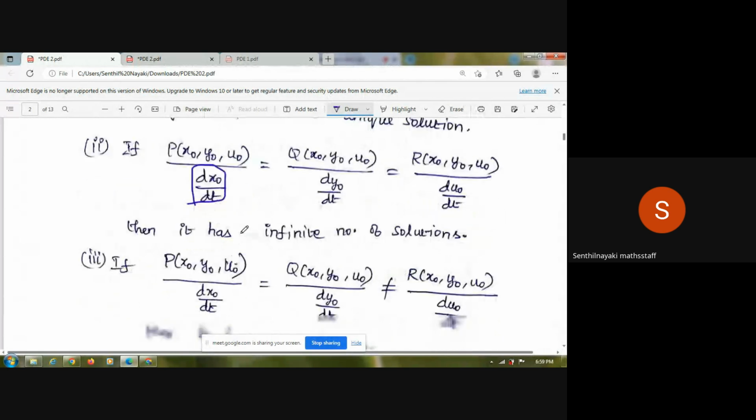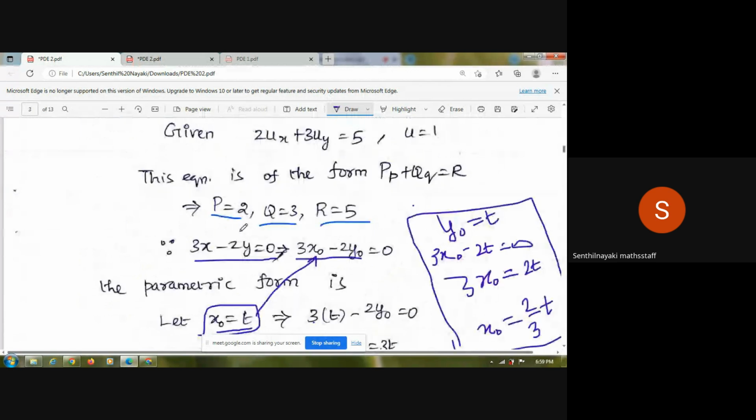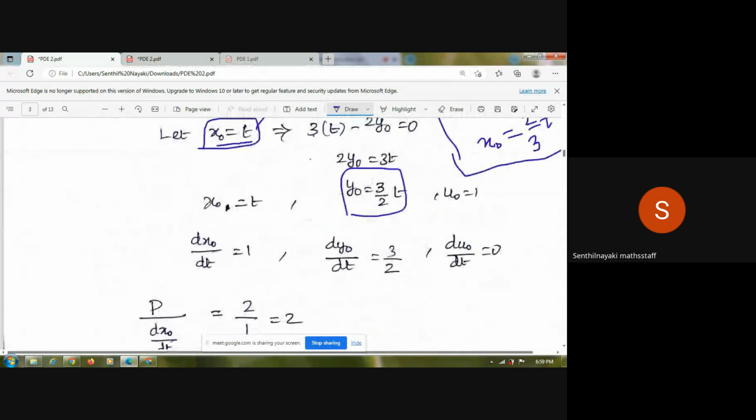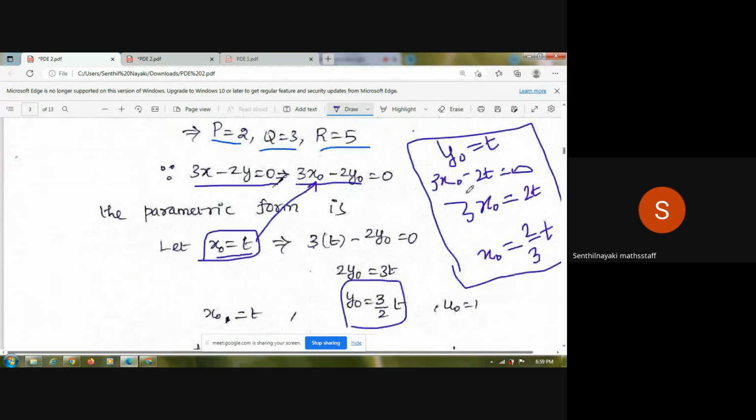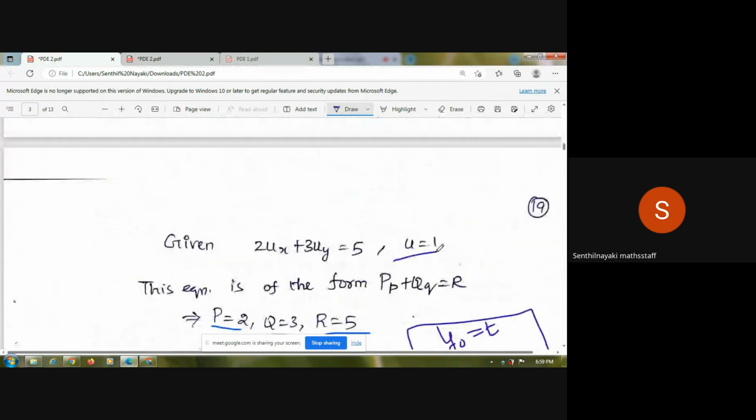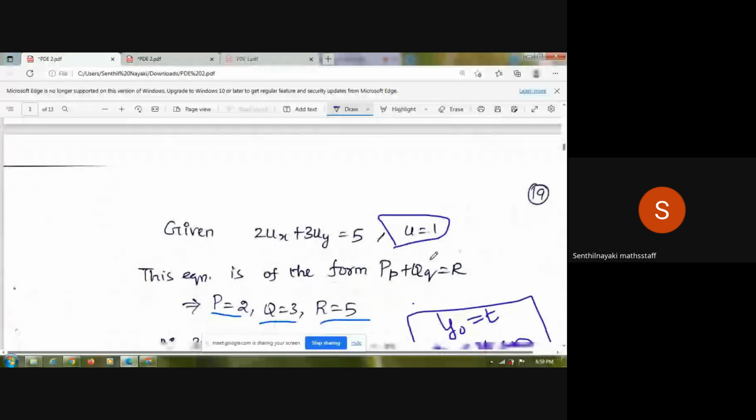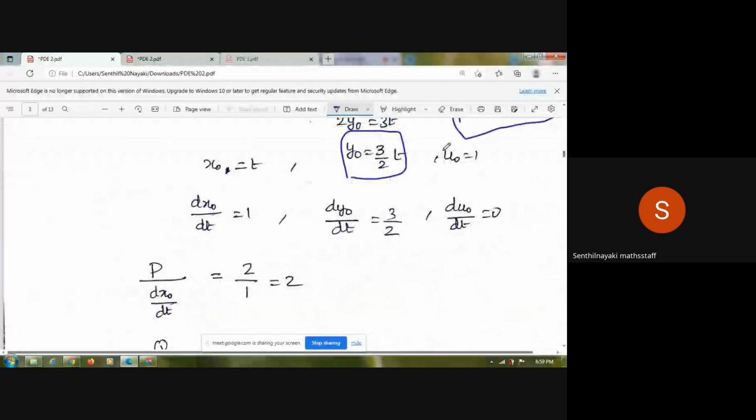Okay, so here x naught equal to t. Then what about dx naught by dt? dx naught by dt equal to 1. Similarly, y naught equal to 3 by 2 into t. So what about dy naught by dt? That is 3 by 2. So here u equal to 1. It is given in the question itself, so that is also assumed u naught equal to 1.